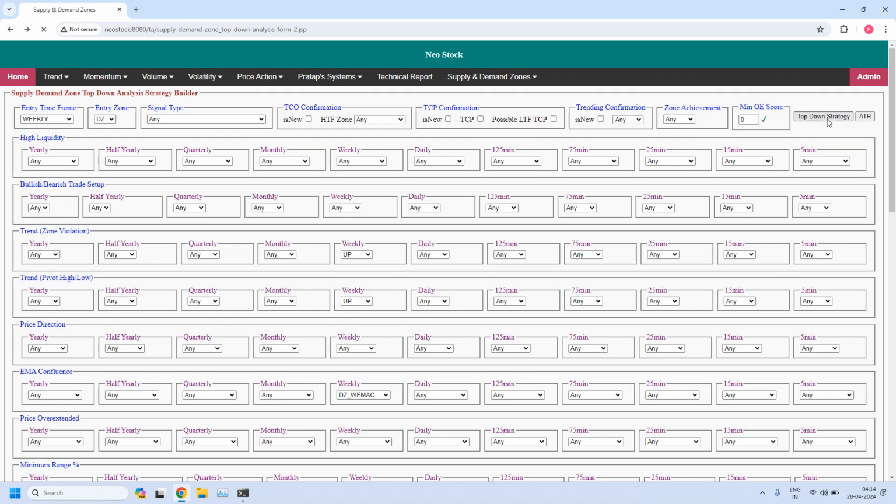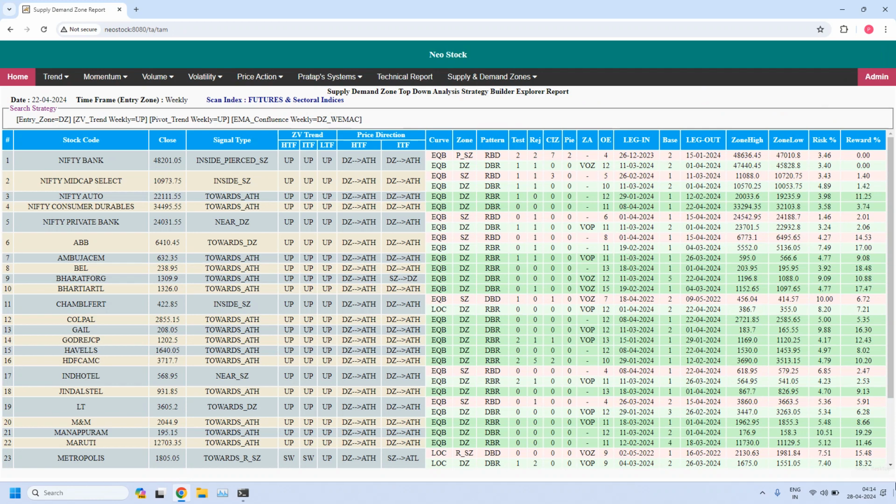Now let me filter. See here, the zone is having weekly EMA confluence, a demand zone with weekly EMA confluence, and the pivot trend is also uptrend, zone violation trend is also uptrend. Now the list is reduced. If both the trends are up, we definitely have 100% confidence in these stocks. That is the point you need to understand.